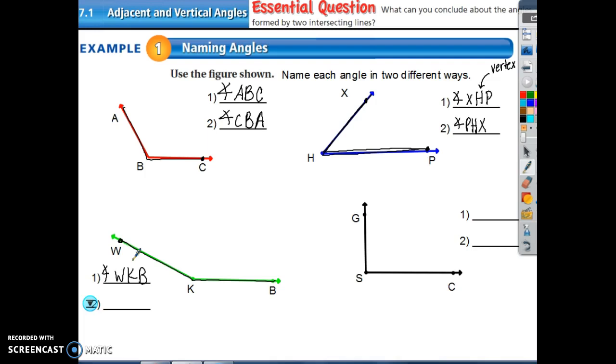Option 2 would be, instead of starting at W, let's start at B. If I start at B, then I would go left to K and up to W. This would give me angle BKW. Go ahead and take just a second to try naming the black angle in two different ways on your own.